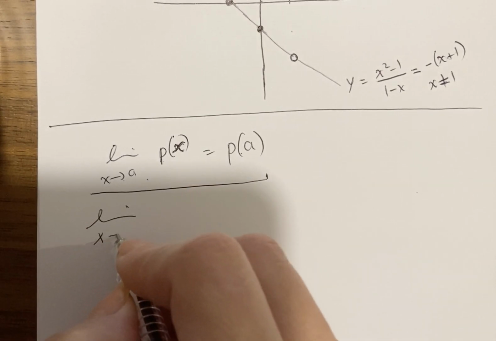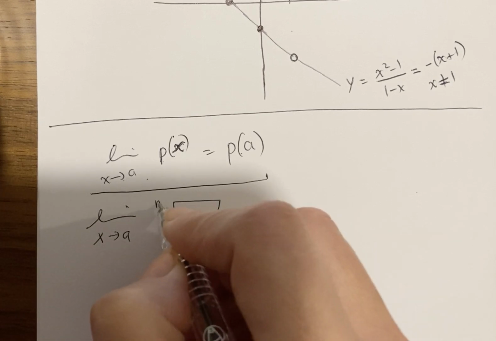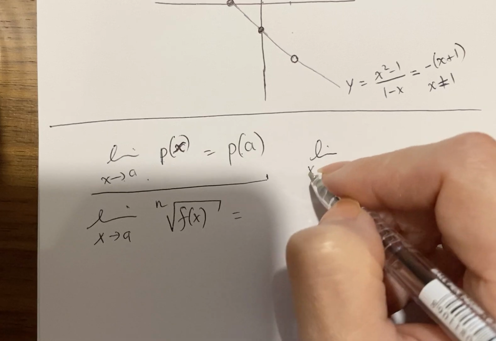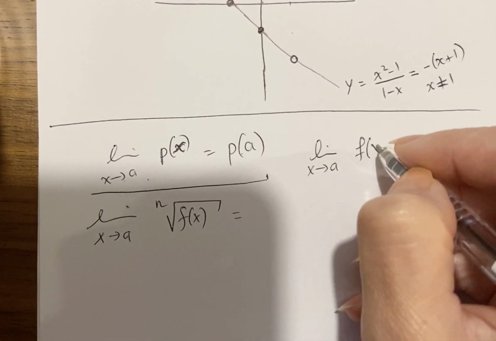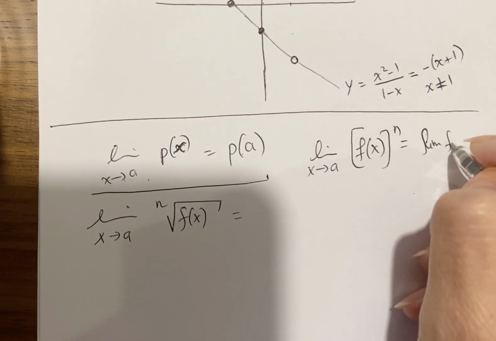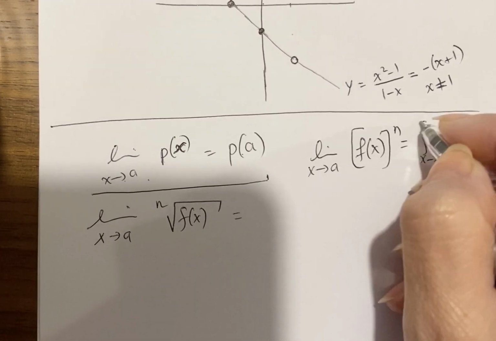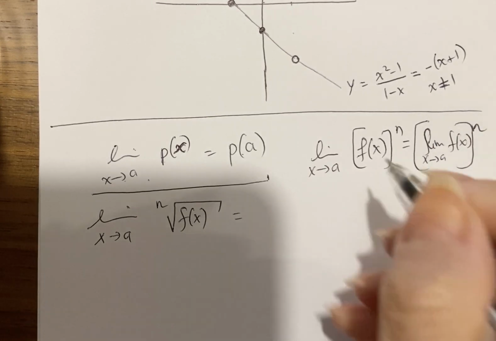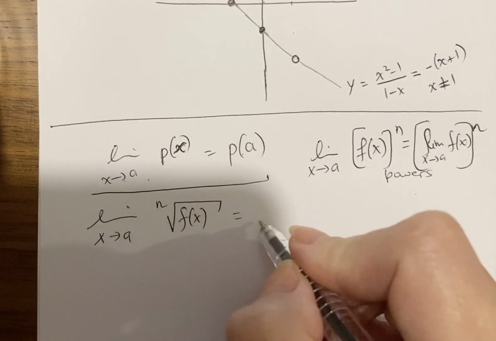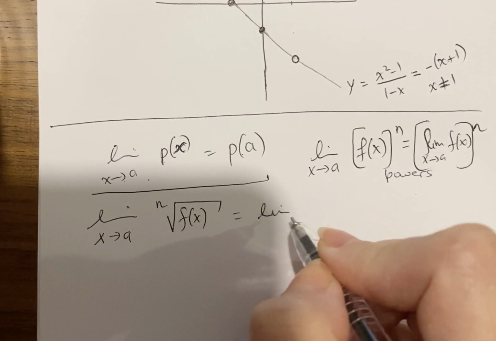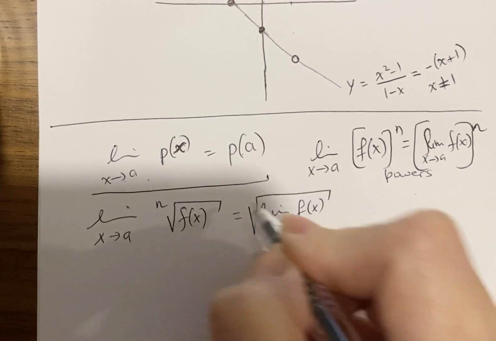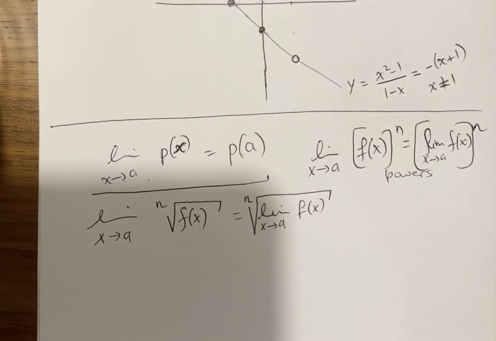Moreover, the limit as x approaches a, if I have not only a power, if I have a root. Remember, we said in the previous session that the limit of f of x to the power n is nothing but the limit of f of x, all of it raised to the power n. Not only powers work, even roots work. So if I have the limit of this, I get the limit of f of x, and then the answer, what do I do to the answer? I take its nth root.